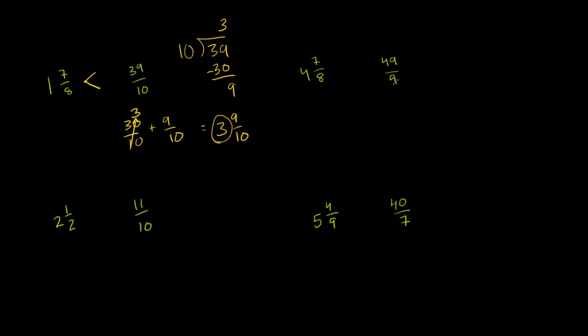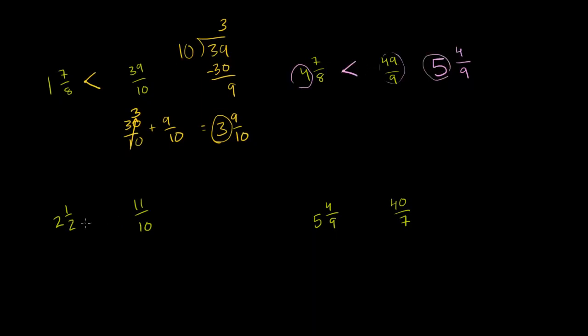So let's convert this to a mixed number. 9 goes into 49 5 times, and 5 times 9 is 45, so the remainder is going to be 4. The remainder is 4. So this is 5 and 4/9. Once again, we can literally just look at the whole number parts. 5 is clearly larger than 4. So once again, less than. Point facing the smaller number, opening facing the larger number.